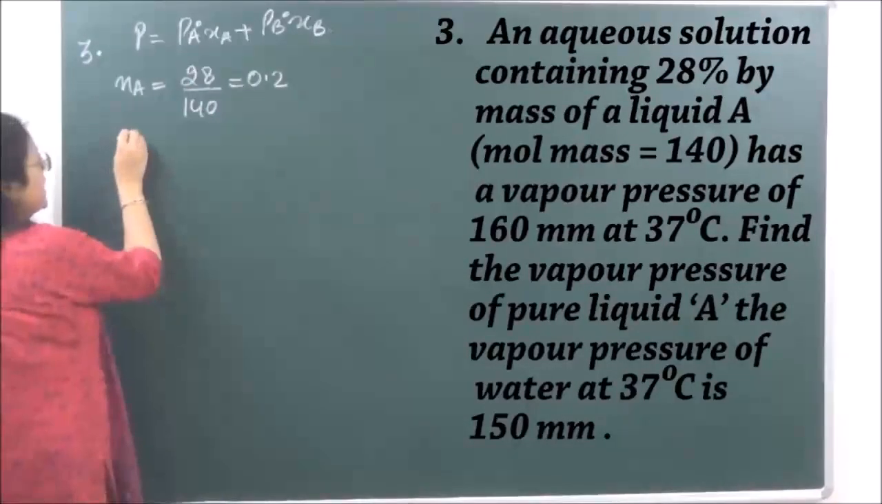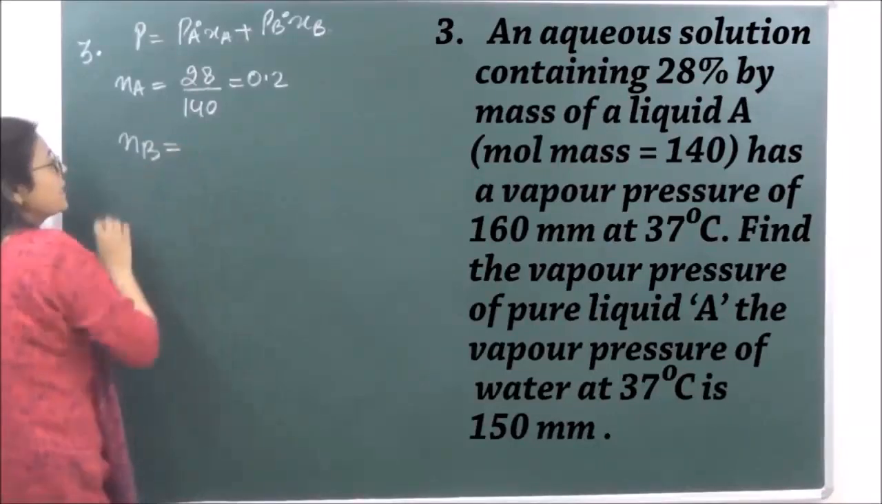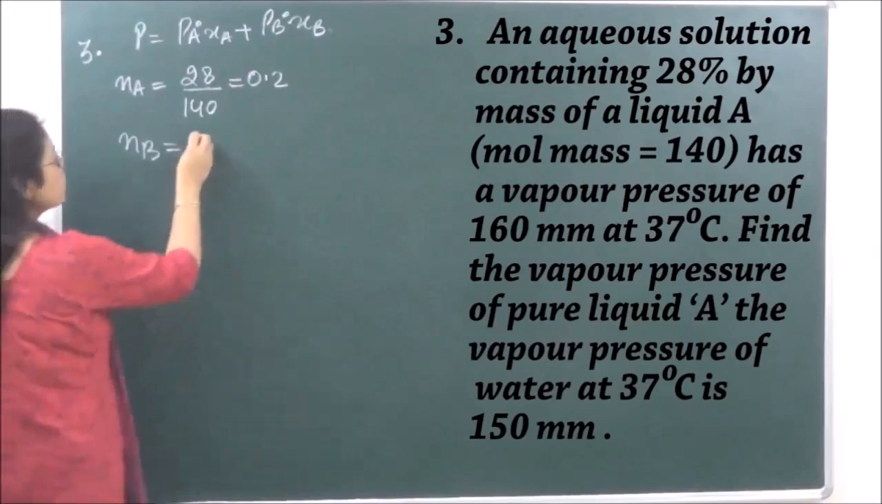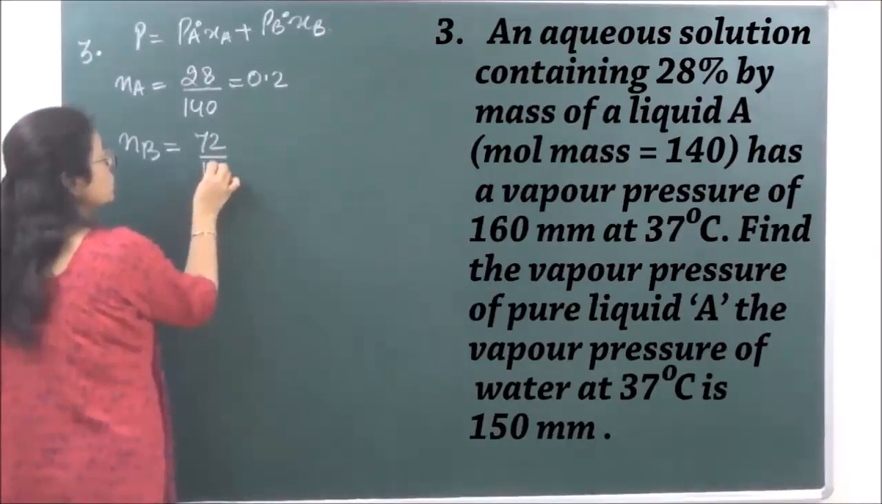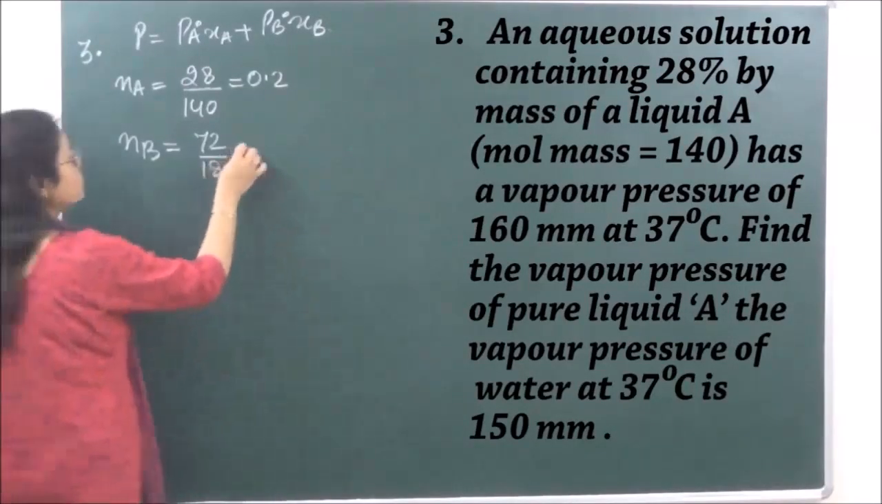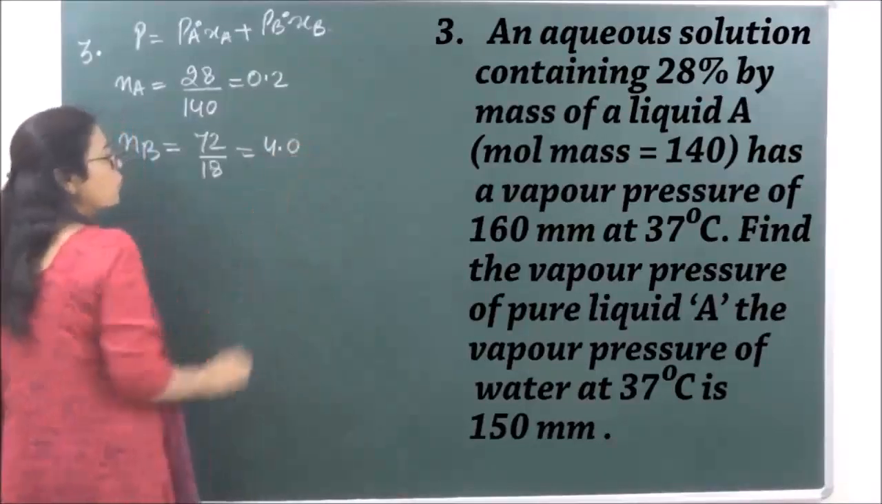Now if 28 grams of this is present, then 100 minus 28 becomes equal to 72. 72 grams of water will be present. Molar mass of water is 18. So this when calculated comes to 4.0.